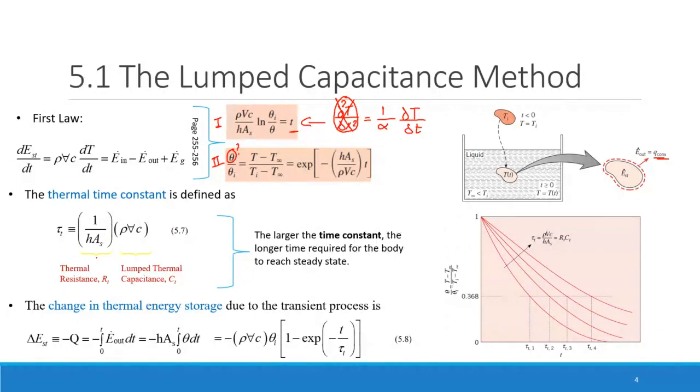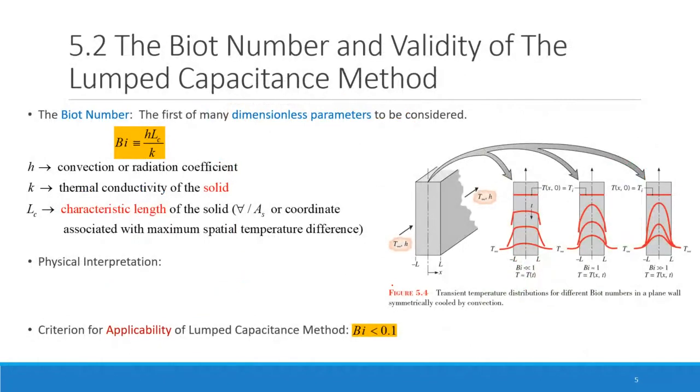Also, we define the time constant. Time constant is rho V c, which is the thermal capacitance for the solid itself, divided by the convection characteristic, which is h multiplied by the surface area. The larger the time constant, the longer the time required for the body to reach a steady state value. How, as Yasser said, can we be sure that the lumped capacitance assumption is right? By calculating Biot number, which is proportional to the conduction resistance over convection resistance.